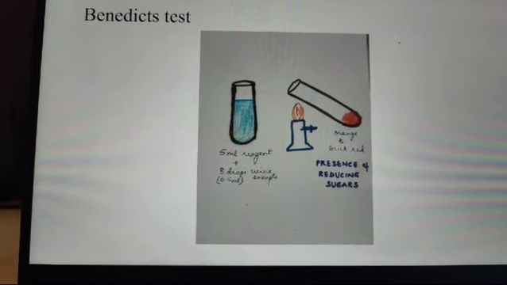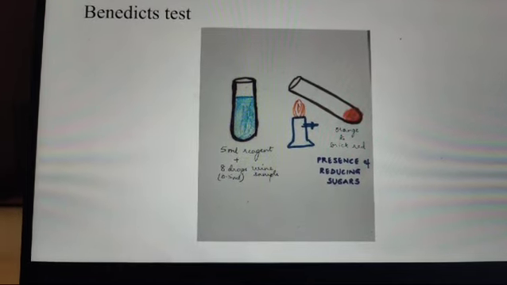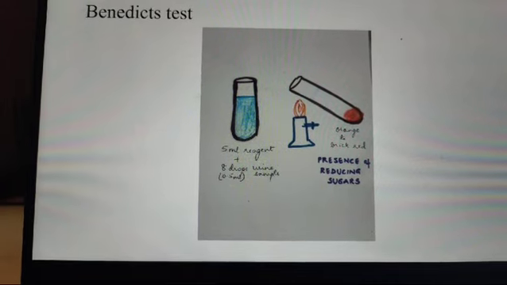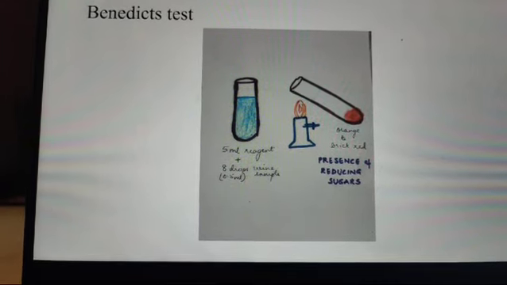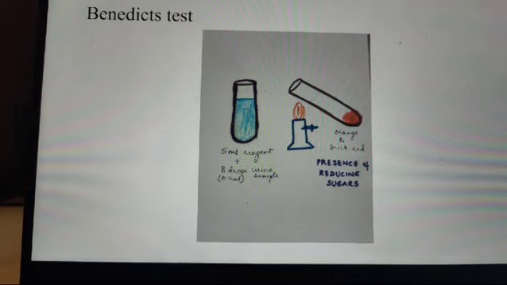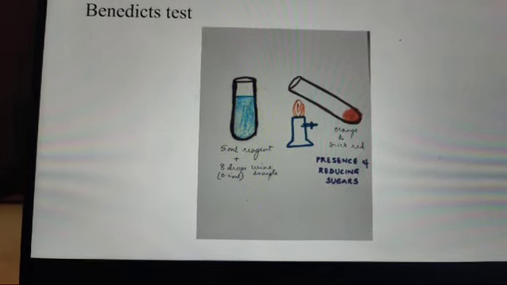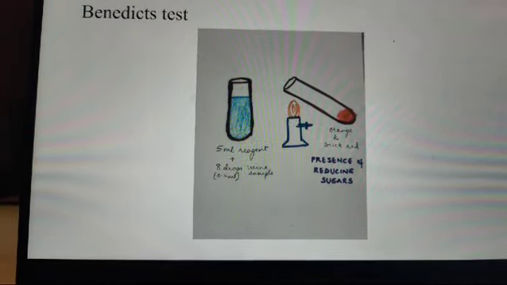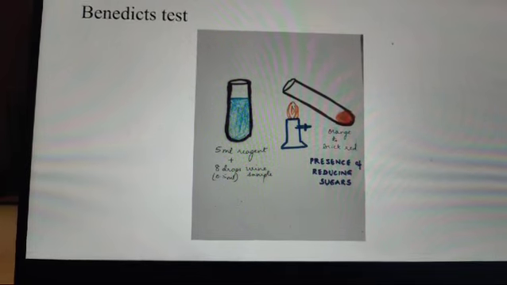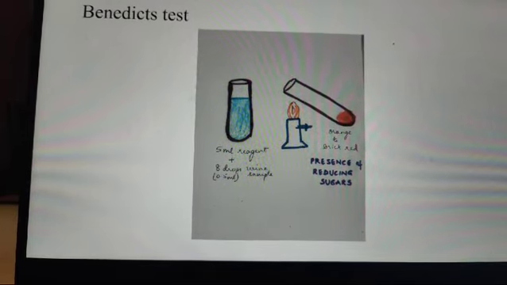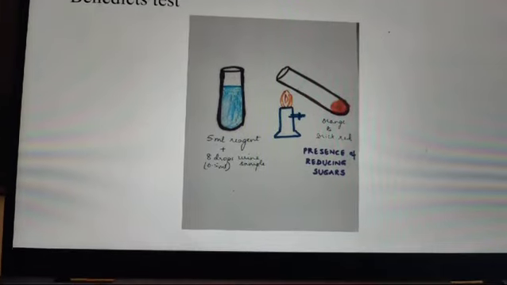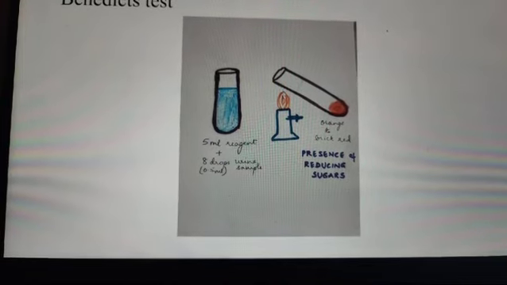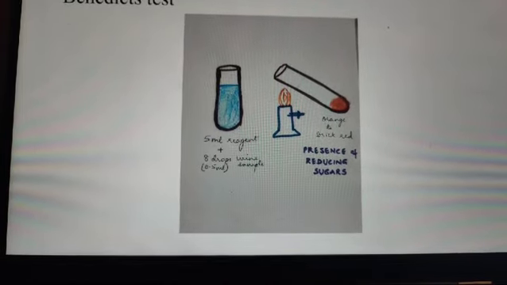We have to take 5 ml of the reagent. It is a semi-quantitative method, so the quantities are fixed. Reagent is 5 ml and the given urine sample is 8 drops, about 0.5 ml. The reagent is heated, then we add the urine sample. If sugars are present, there is reduction of the copper, producing an orange to brick red compound. This color depends upon the amount of glucose present in the given urine sample.